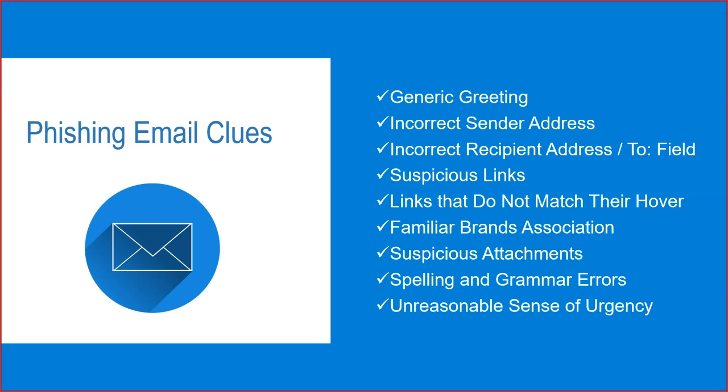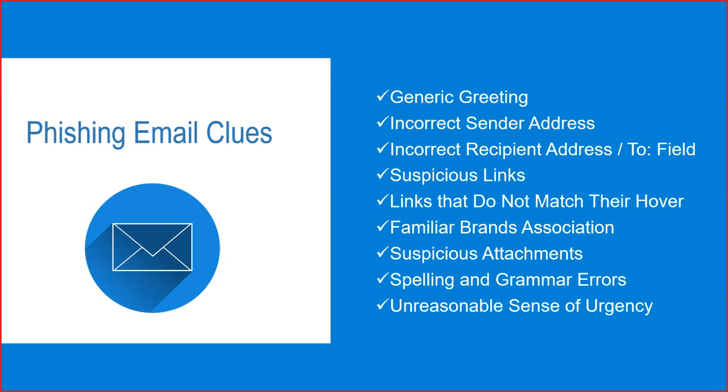There are things you can look for though. Some common items you can use to determine whether something is actually a phishing email: things like generic greetings, incorrect sender address, and don't be worried about the list. We'll give you some examples in a few minutes of some phishing emails that we've put together so you can see what these actually look like in practice. Incorrect recipient address, or something that's wrong in the To field.